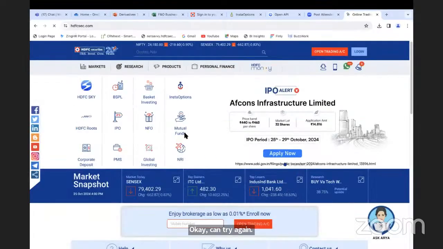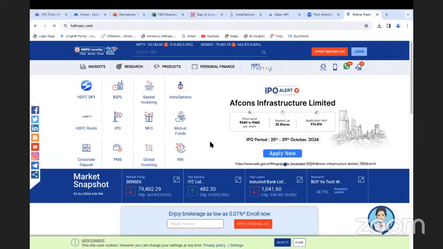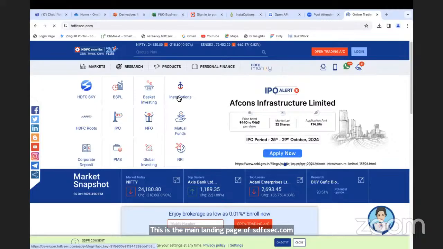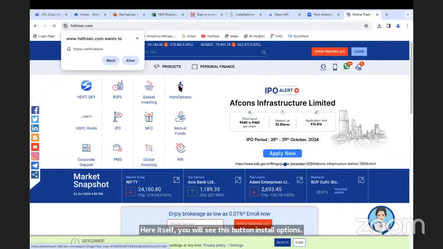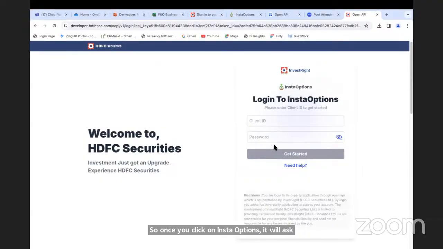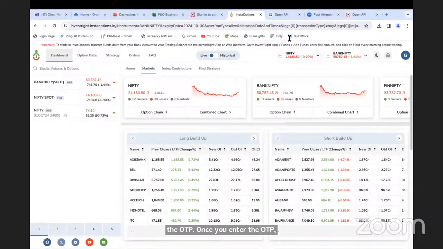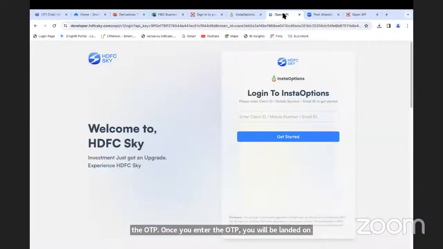Yeah. So this is the main landing page of hdfcsec.com. Here itself, you will see this button Insta Options. Once you click on Insta Options, it will ask for the login ID and password. This is the same login ID and password that you use for your HDFC Sec account. There are no different credentials and no extra fees to use this platform. Once you put your login credentials, you will get the OTP. Once you enter the OTP, you will land on this page. The same is available for HDFC Sky as well.